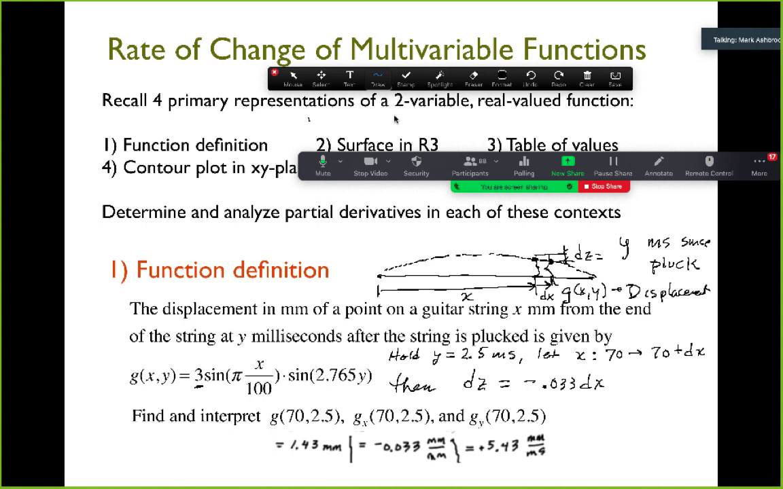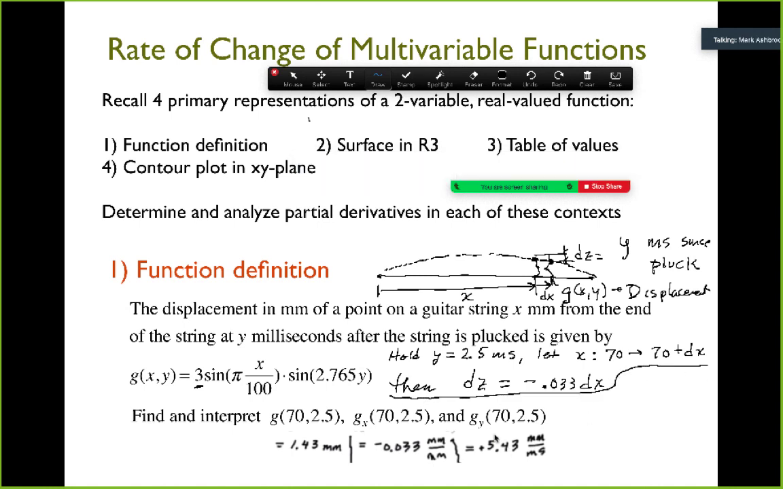All right, so let's do it for y then. I'll leave that up. So what does this mean? Now the rate of change of y, that second formula that we derived, evaluated at 70 and 2.5, gives us this rate of change, 5.44 millimeters per millisecond. So what would that mean?